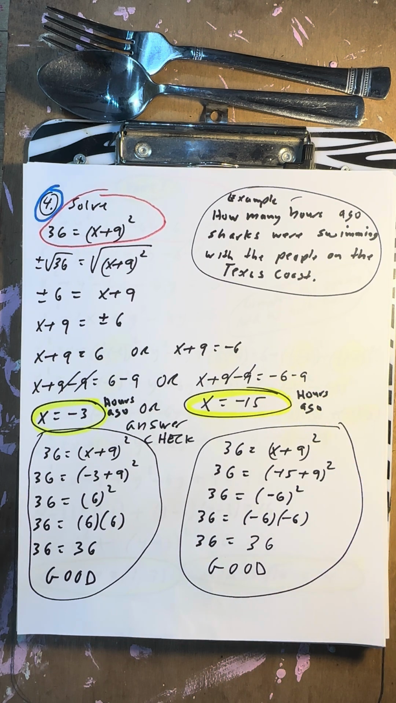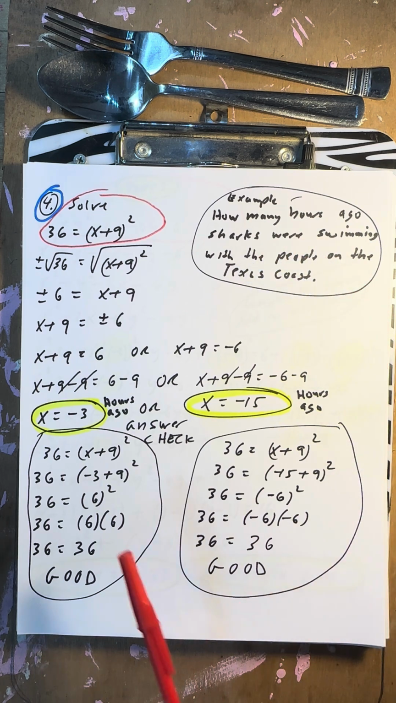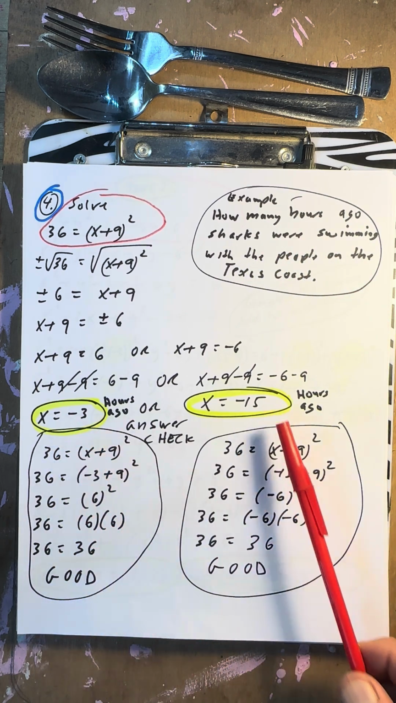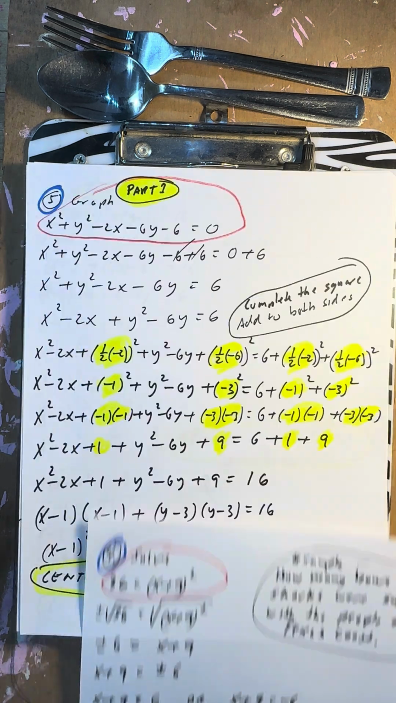So this might be, how many hours ago sharks were swimming with the people on the Texas coast? 3 hours ago they were out there. 15 hours ago they were out there swimming the coast with the people in Texas.